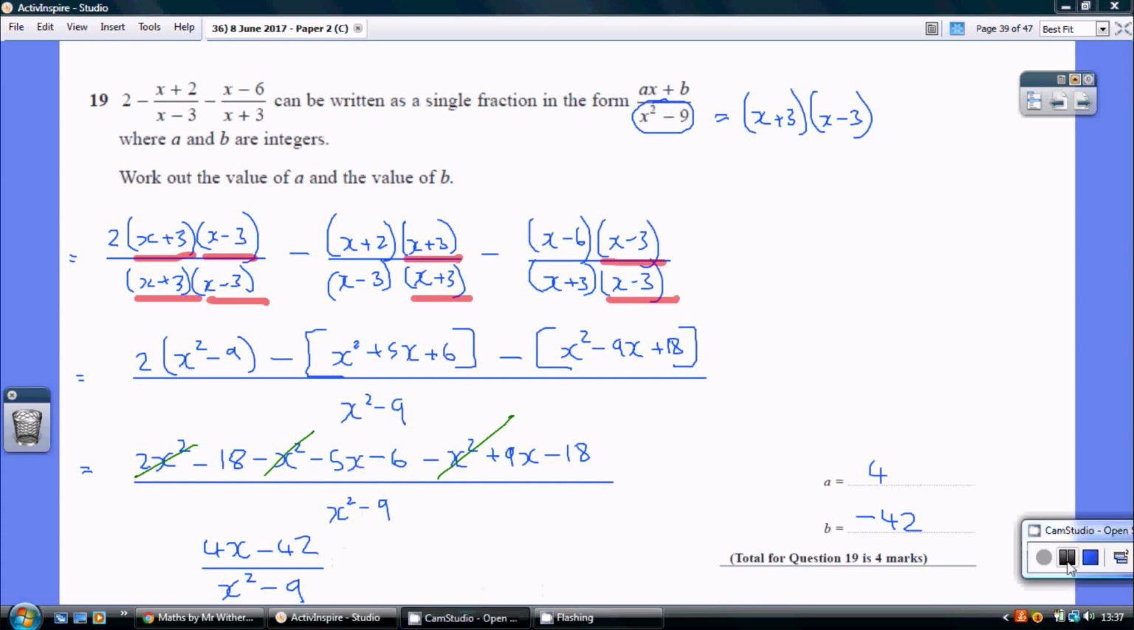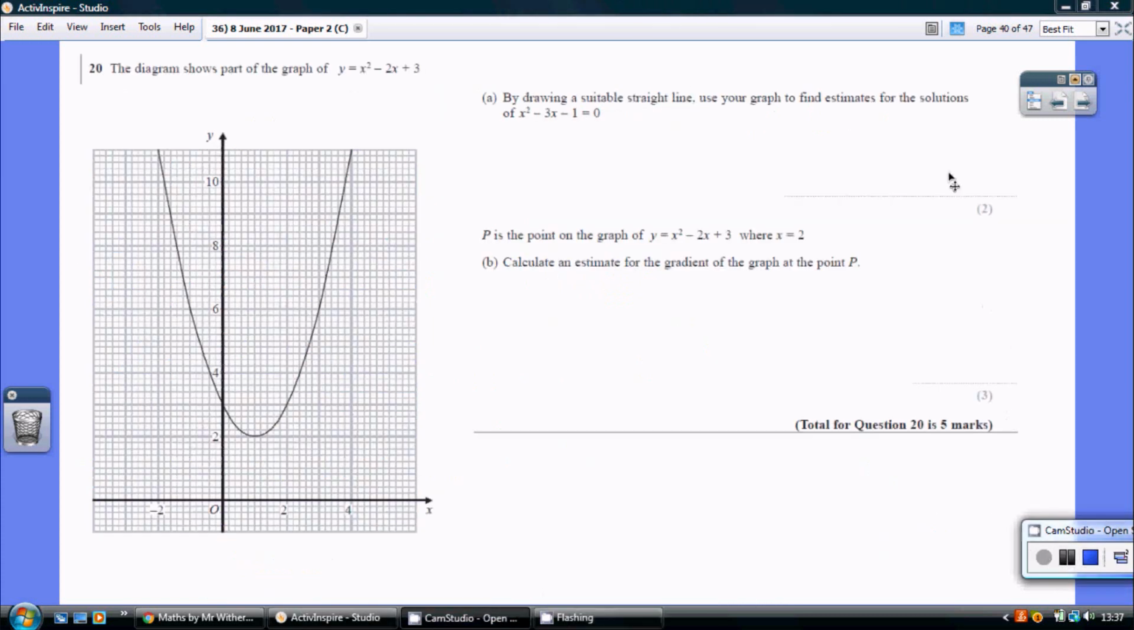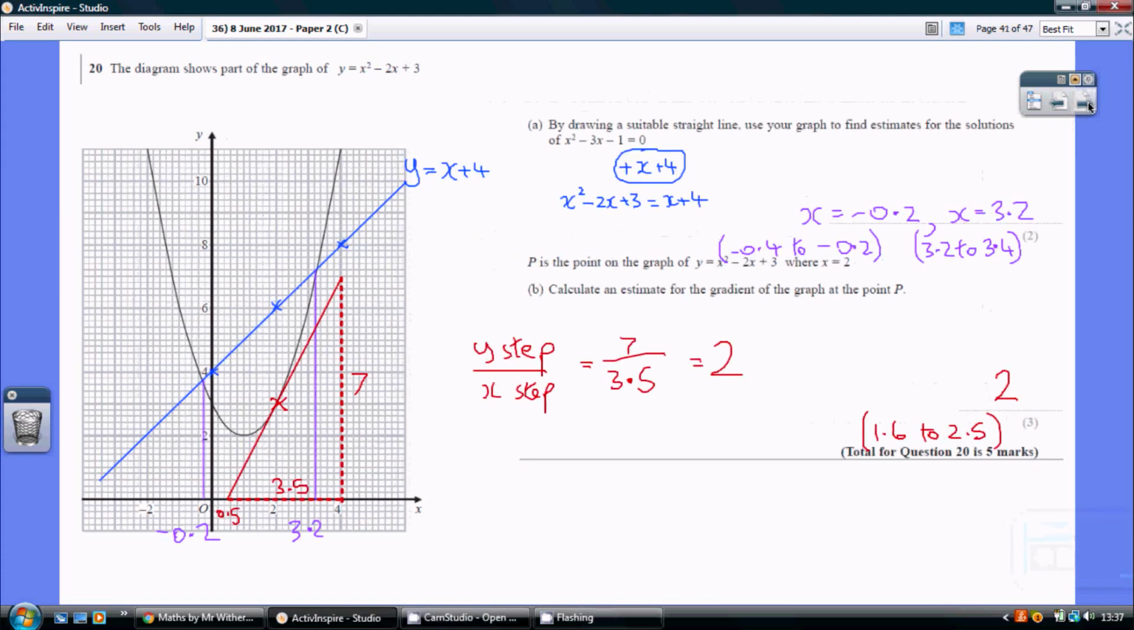Question 20. So this graph, this curve is y equals x squared minus 2x plus 3. Now we're being asked to draw a suitable straight line to allow our graph to find estimates for the solution to x squared minus 3x minus 1 equals 0. Now we need to adjust the left hand side to line up with the graph that we've been given. So we're fine with the x squared.